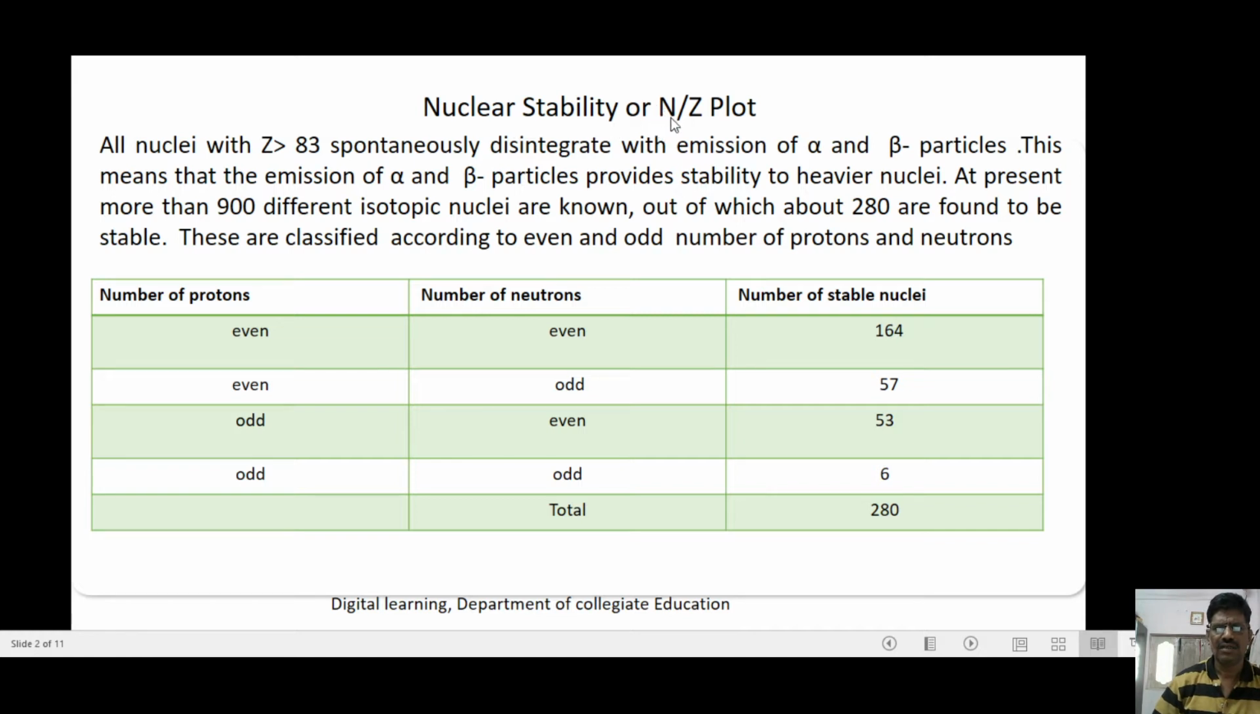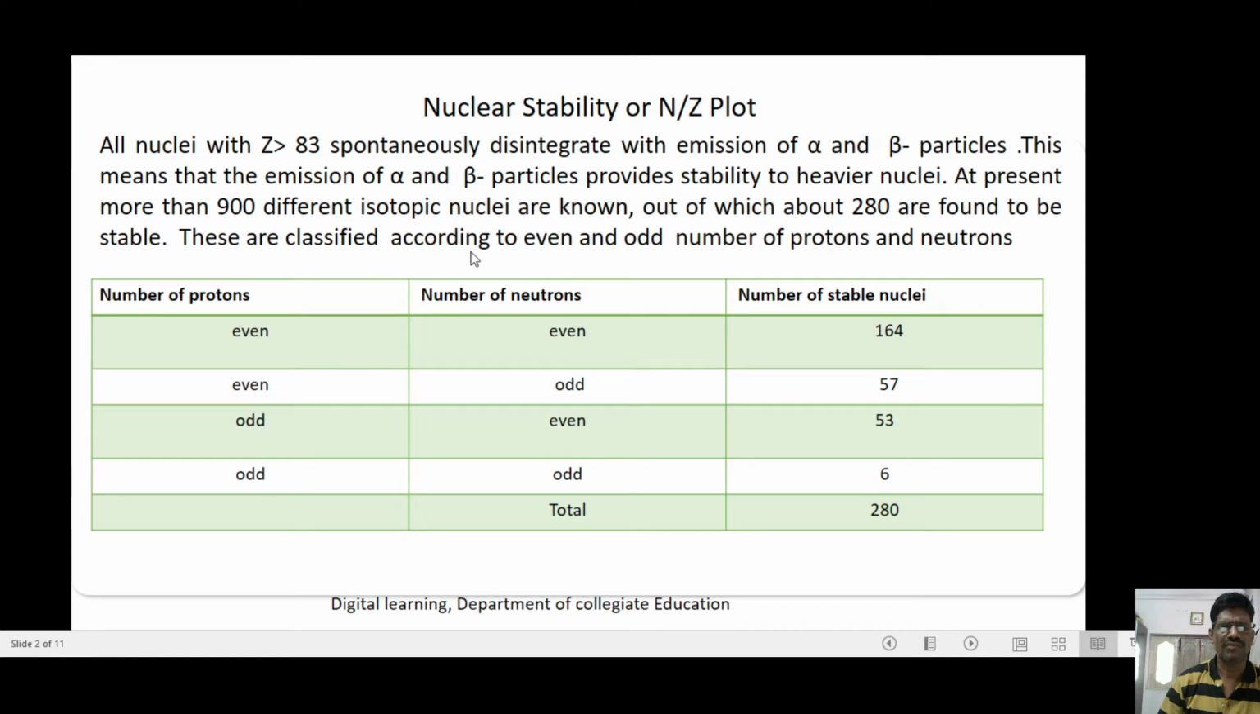Nuclear stability per atomic number plot. All nuclei with Z greater than 83 spontaneously disintegrate with emission of alpha and beta particles. This means that the emission of alpha and beta particles provides stability to heavier nuclei. At present, more than 900 different isotopic nuclei are known, out of which about 280 are found to be stable.